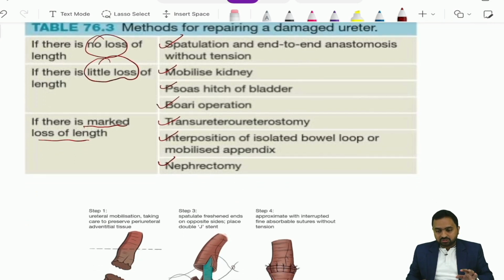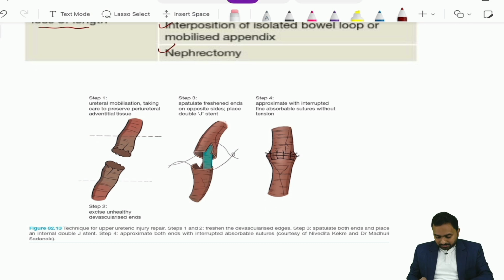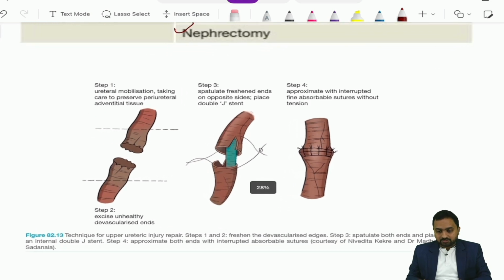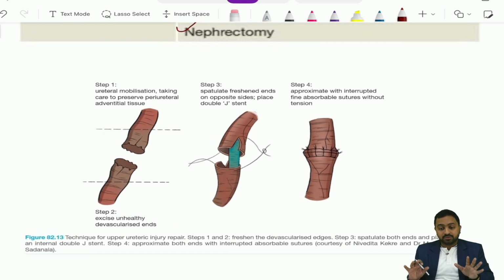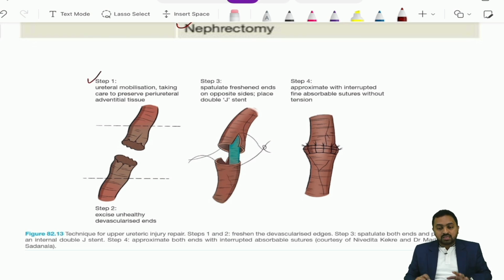Now, a few images that have been taken from Bailey and Love demonstrating your various operative procedures. If you look at this, this is the technique for an upper ureteric injury. Step 1 involves ureteral mobilization, taking care to preserve the periureteral adventitial tissue. Then you excise the unhealthy ends and spatulate the fresh ends on opposite sides and place a double J stent, and then you approximate it with absorbable sutures without any tension. So this is usually for your upper ureteric injury.